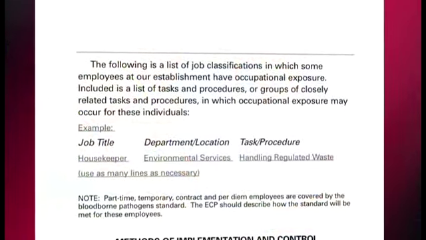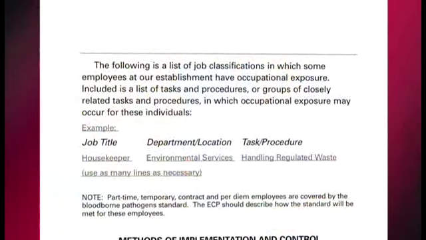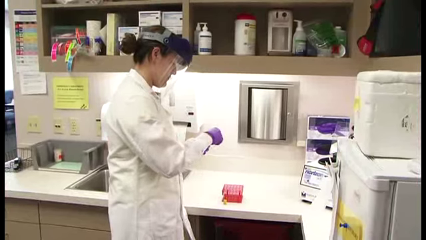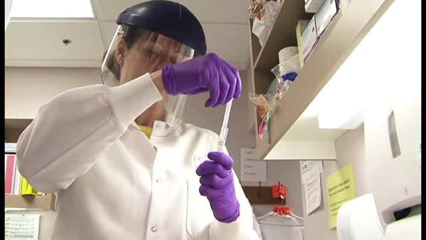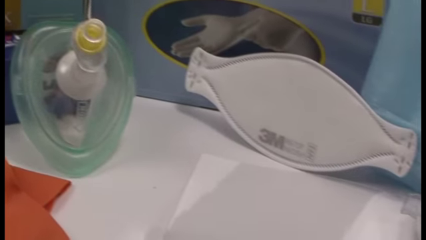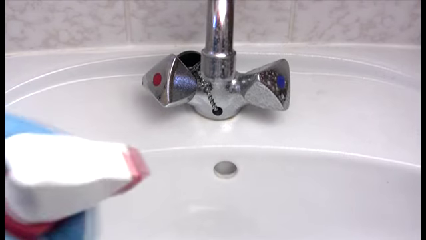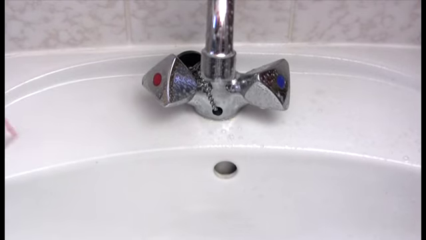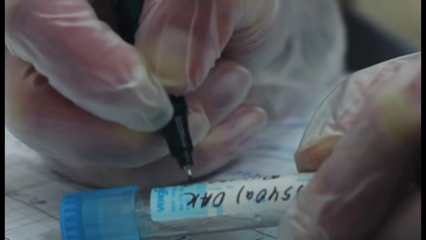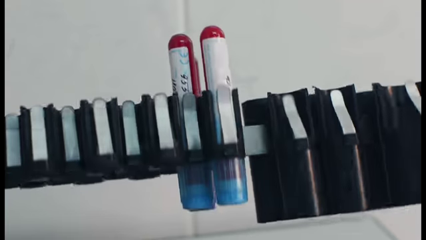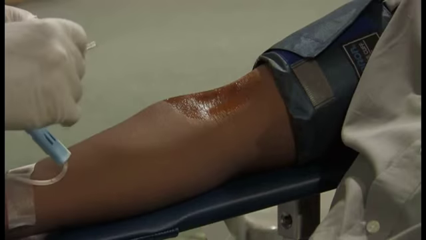Also included in the plan are site-specific methods used to reduce the risk of occupational exposure. Engineering and work practice controls consist of procedures to help you complete your job tasks with a minimal risk of exposure. Personal protective equipment isolates your body from contact with potentially infectious material. Housekeeping protocols keep potentially infectious material from lingering on surfaces. And proper containment and labeling of potentially infectious material ensures that these items are handled appropriately.